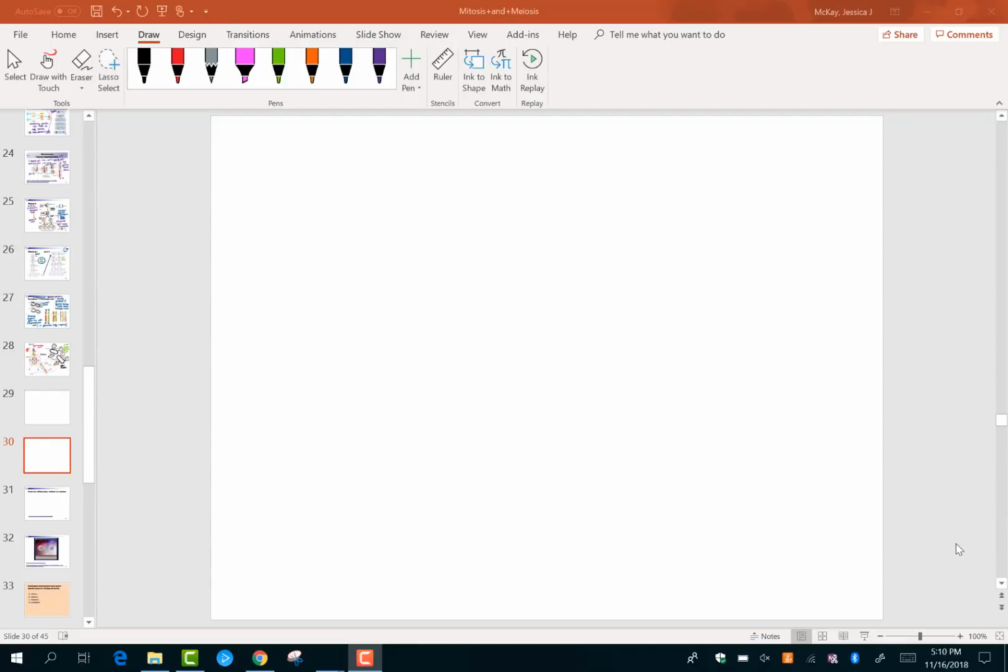Okay, so I want to go through mitosis and meiosis one more time. And this time, instead of drawing all the stages, I'm going to show you the most important ones that you can focus on to make sure you understand these two processes. So let's start with a cell.